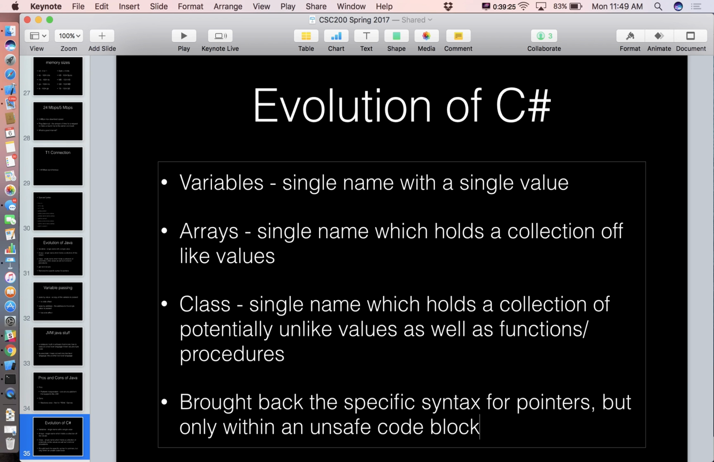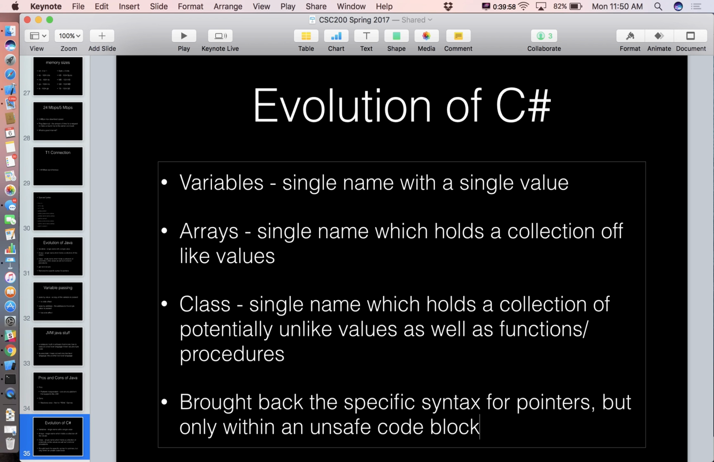Only within an unsafe code block. So what C# did is they said, look, we realize that sometimes having the ability to manipulate memory is helpful. Java was right in their thinking that taking that syntax away protects the programmer from themselves. But they were wrong in completely taking it away, not allowing a programmer who does know what they're doing to take advantage of that tool.